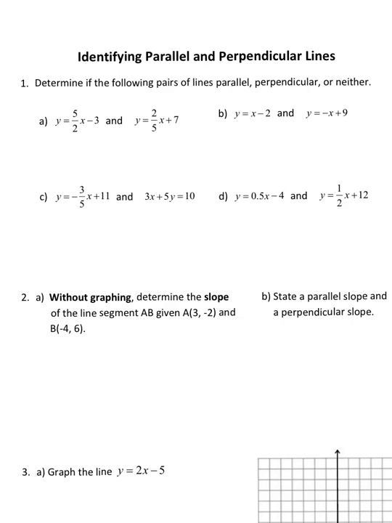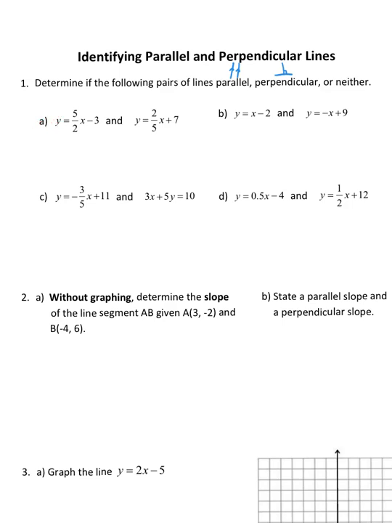Before we answer the question, let's look at the notation used for parallel and perpendicular lines. For parallel, we draw two lines with little arrows. And for perpendicular, you draw a pair of perpendicular lines and then you draw the little right angle symbol.